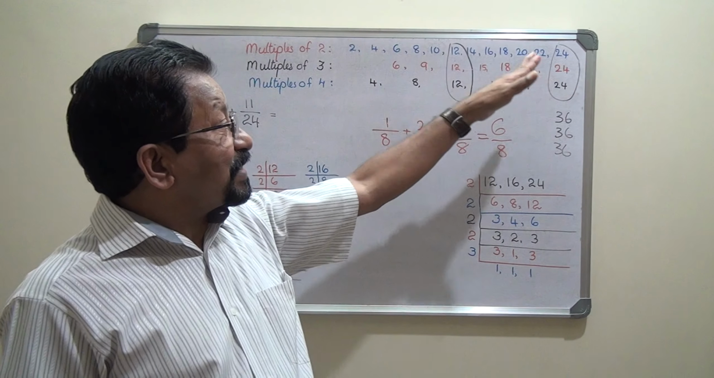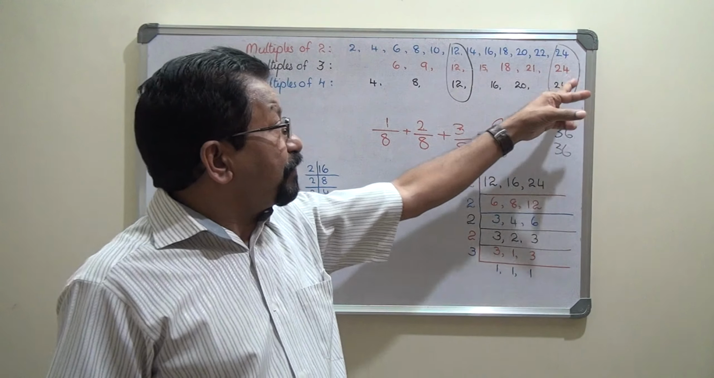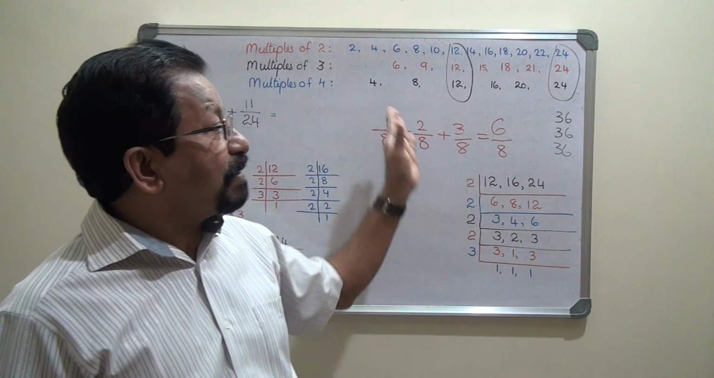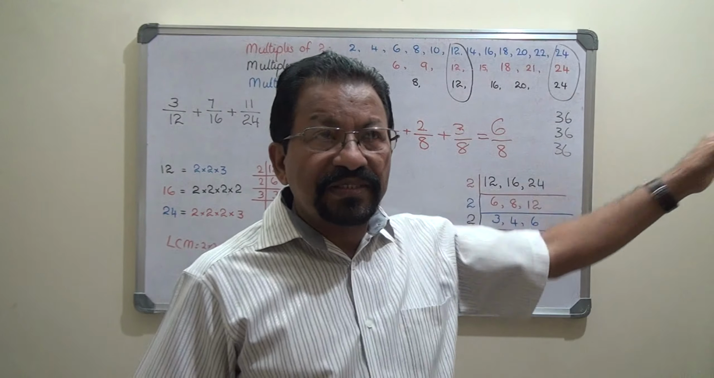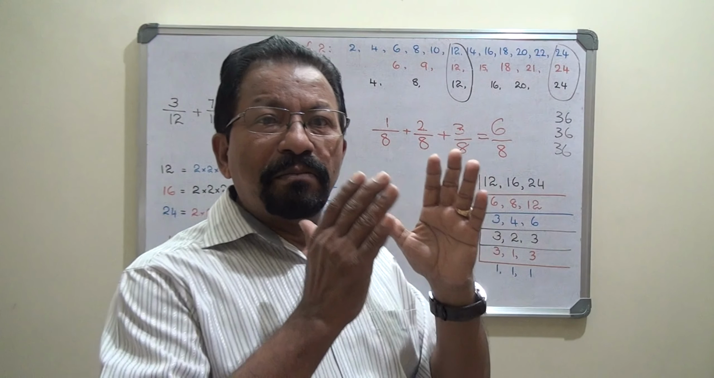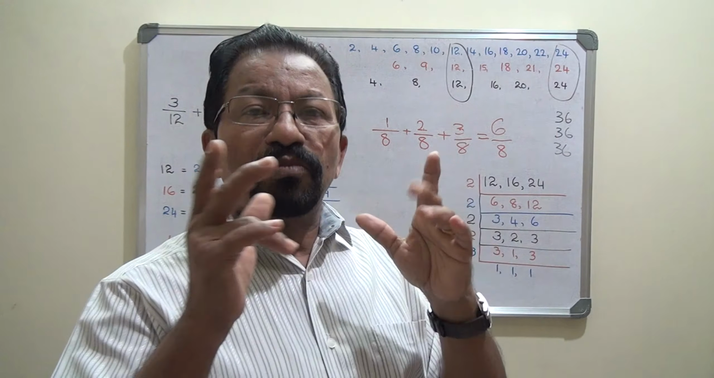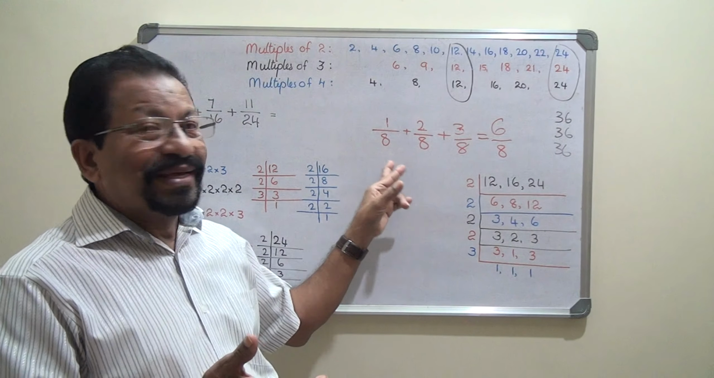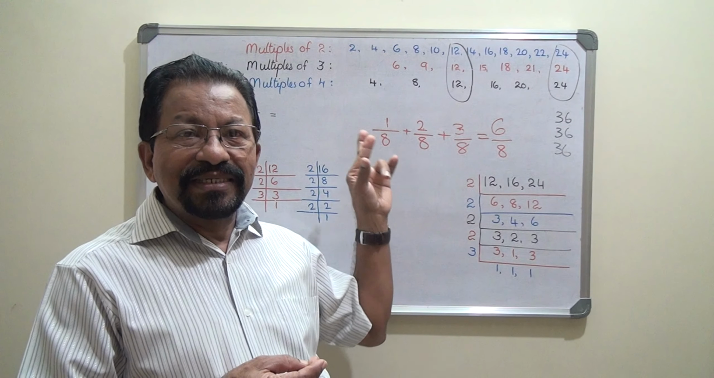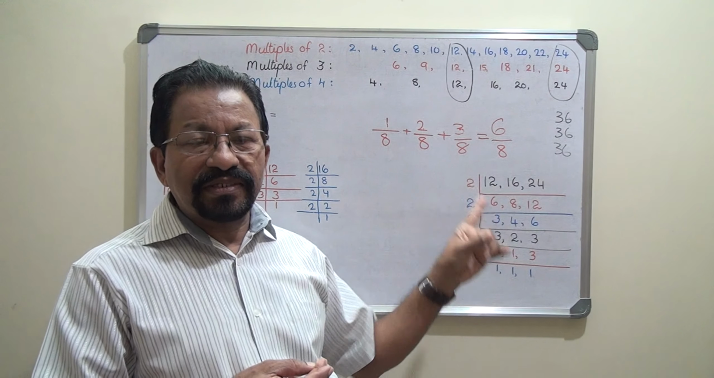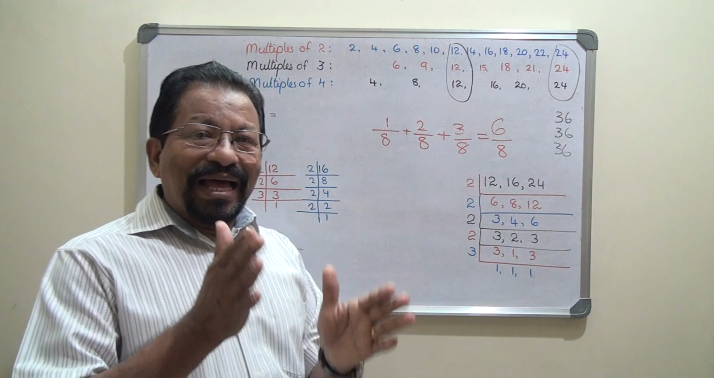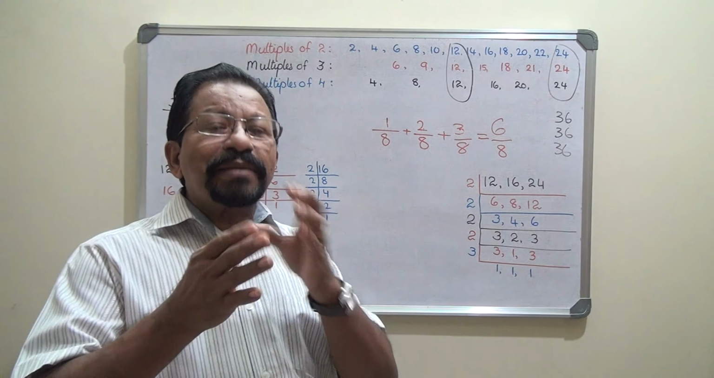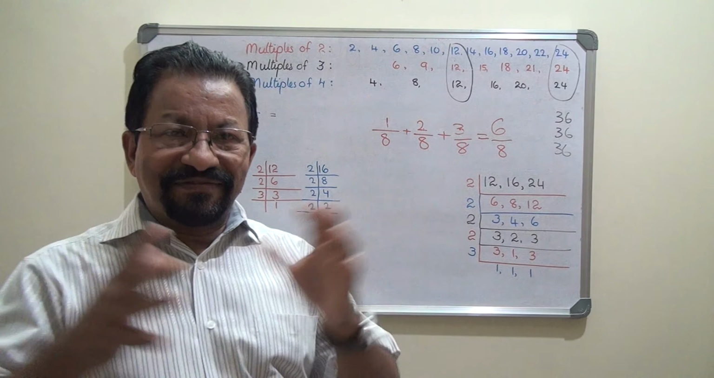Then next comes 24. Again 24 is a common multiple of 2, 3 and 4. Like that it comes again, 36, 48. So there are many common multiples for 2 or more numbers. Then you have to select the lowest one, the smallest one. That is the least common multiple, the lowest common multiple.